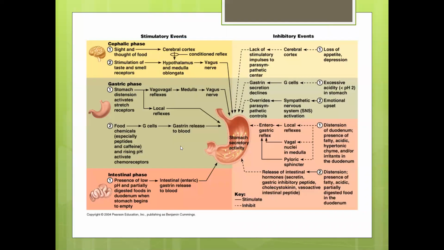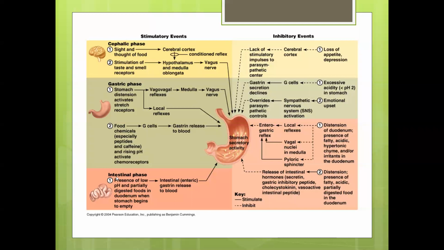All right. So this is everything. This is a good overview or comprehensive look at what's happening: what the stimuli are, where they act, and what the effect is on the stomach. So gastric phase: stomach distension, food chemicals, and the rising pH stimulate the chemoreceptors, and then the G cells, the enteroendocrine cells, cause more gastrin release. That's then going to cause more stomach secretory activity.